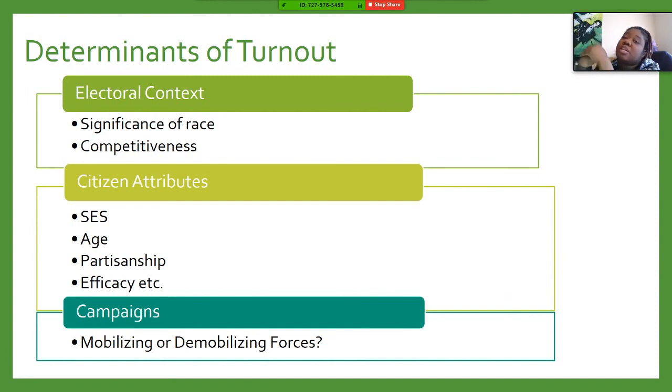Anyways, determinants of turnout: electoral context, citizen attributes, and campaigns. In terms of electoral context, we're talking about the significance of a race as well as competitiveness. Are we talking about the county coroner? City council, the mayor? A state senator? Or U.S. Congress? The U.S. senator? The president, the governor?